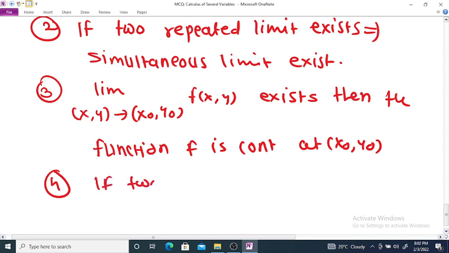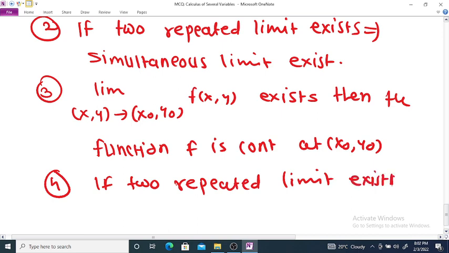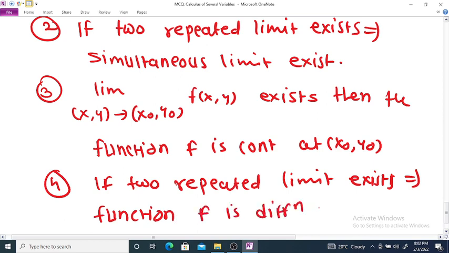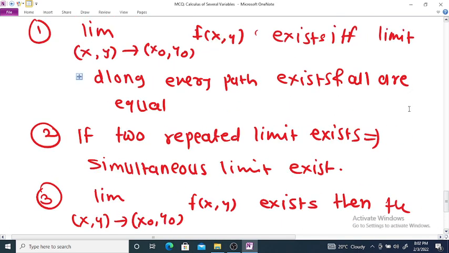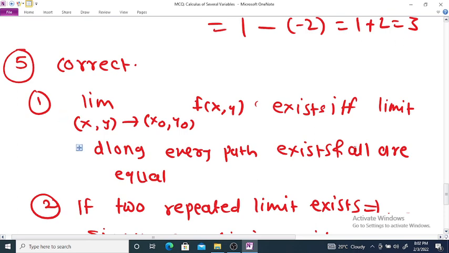then the function f is differentiable at (x0,y0). So from these 4 statements we want to decide which one is the correct option.